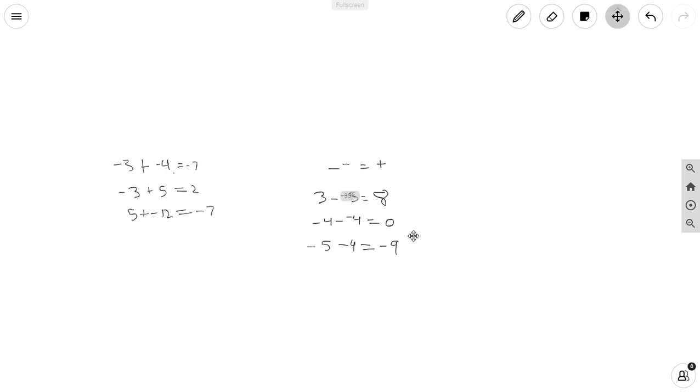Right. Let's go into multiplication next. So for multiplication, if they have the same sign, it's going to be positive. If they have different signs, it will be negative. So for example, -4 times -3. Alright, this is going to be 12. It's going to be positive because they have the same sign.